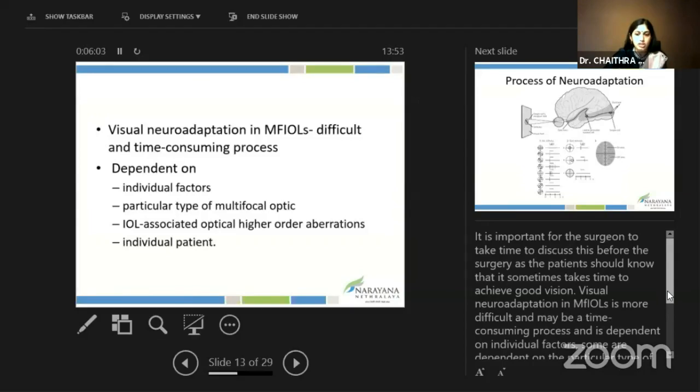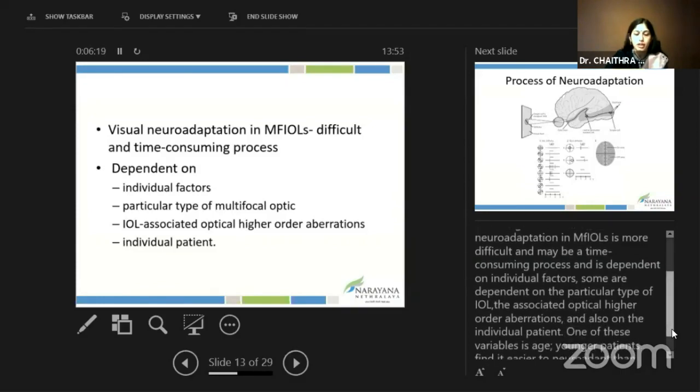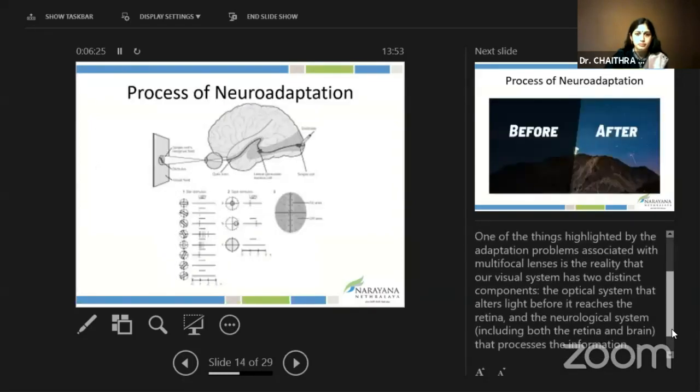Visual neuroadaptation in multifocal lenses is more difficult and may be time consuming, and it is dependent on individual factors, dependent on the type of the lens that was used, on the higher aberrations that are produced by the lens, and also on the individual patient itself. So one of the variables is age. Younger patients adapt quicker than older ones.